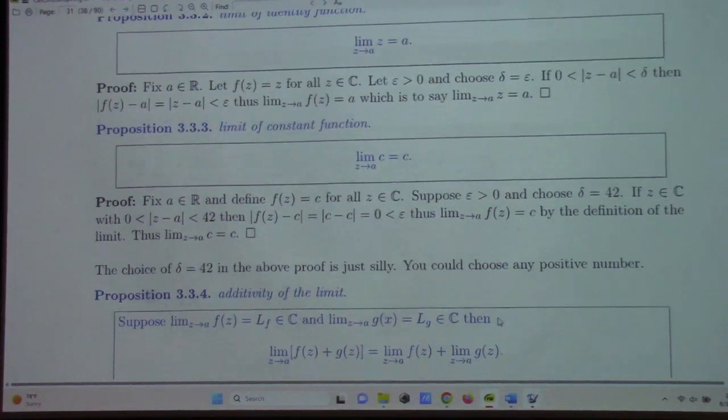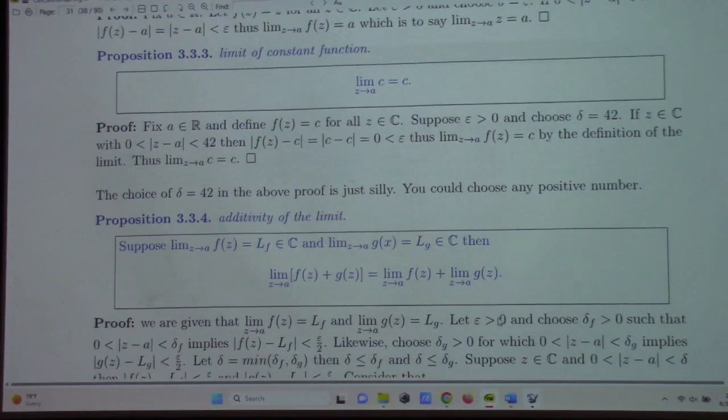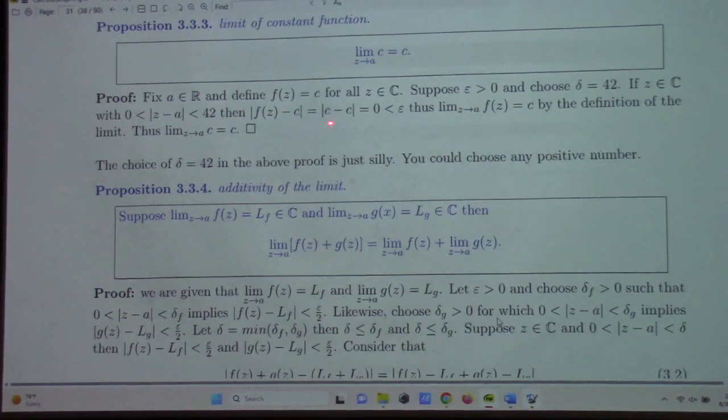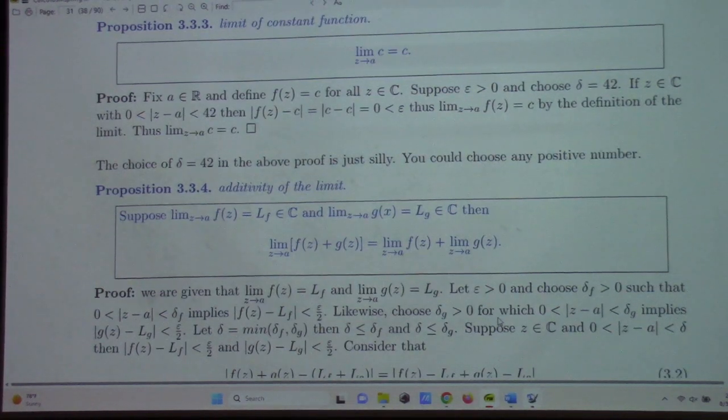The limit of a constant function is even more silly. I chose delta equal to 42 just to show you that I could. It doesn't matter how close you are. The difference between your function and the constant function is always 0. So of course that's less than epsilon, independent of your choice of delta. So of course the limit of a constant is a constant.